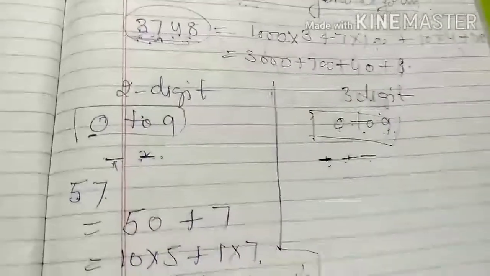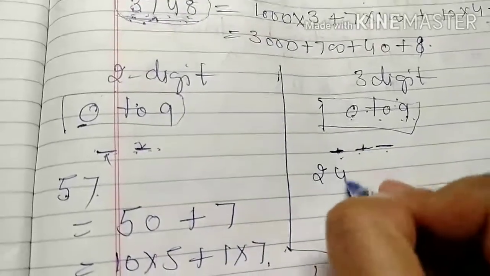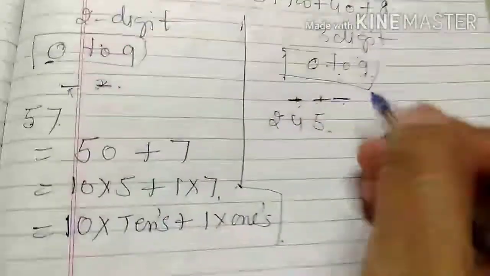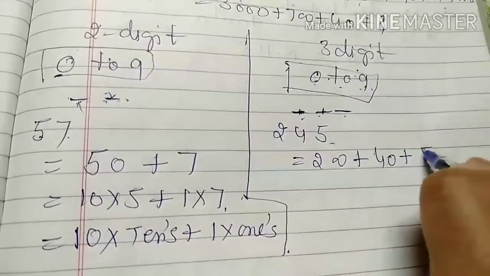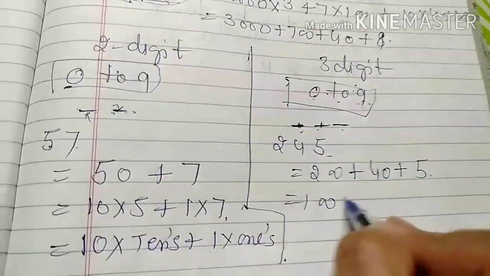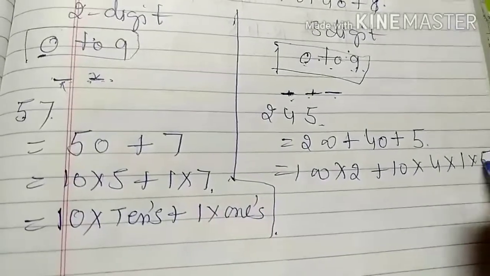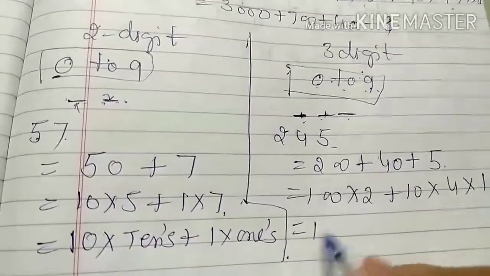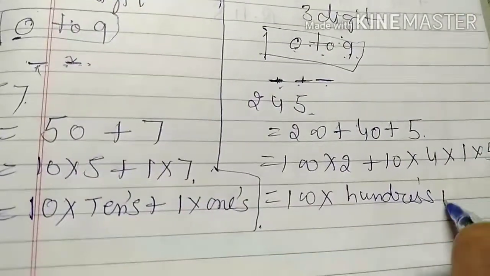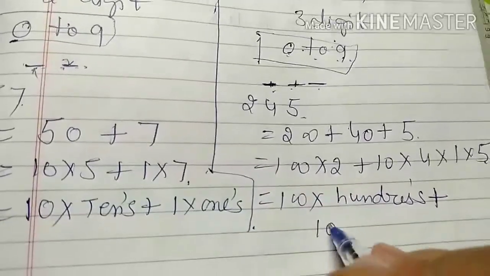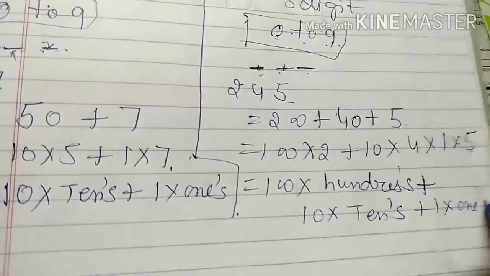Similarly, if I have a 3-digit number, suppose I consider the number 245. How do I write it in expanded form? 200 plus 40 plus 5. That means 100 multiplied by 2, 10 multiplied by 4, and 1 multiplied by 5. So that means 100 multiplied by the hundreds place digit, 10 multiplied by the tens place digit, and 1 multiplied by the ones place digit.